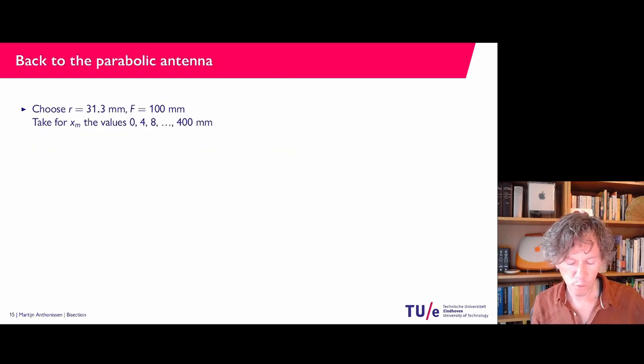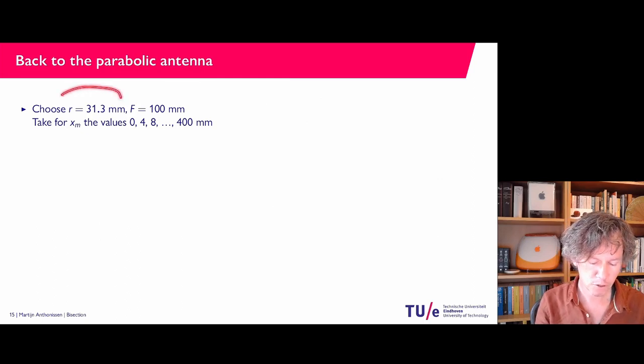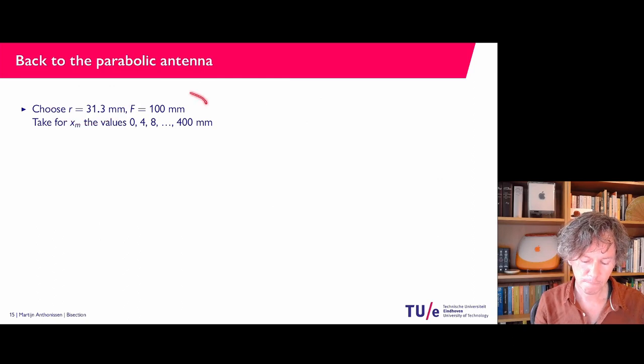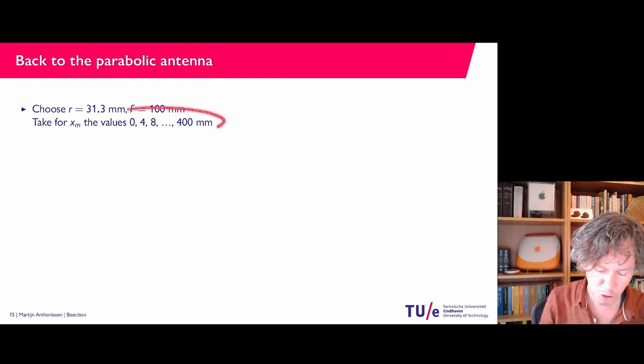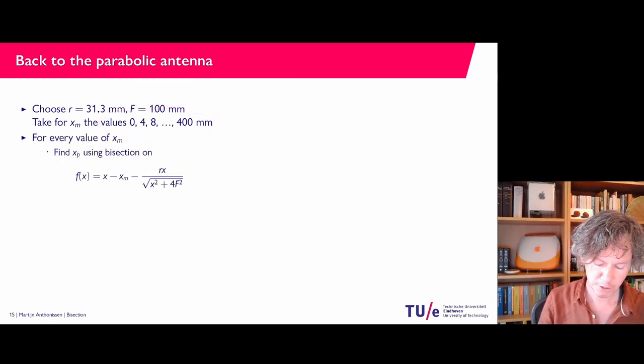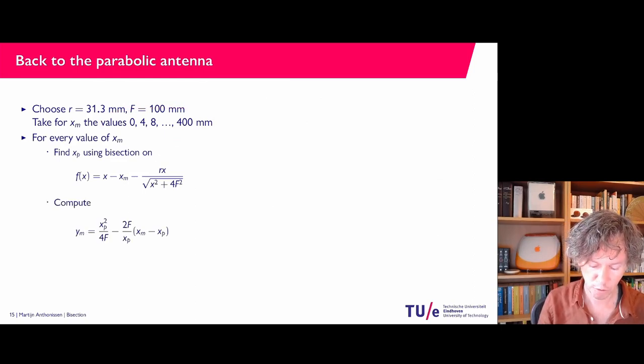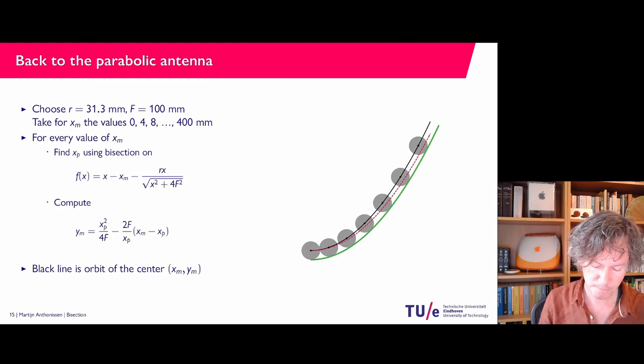For now, I would like to wrap up by going back to my example of the parabolic antenna. So I chose some values. This is my milling device, the size of the milling wheel. This is the focal distance I would like the parabola to have. And to get this list of coordinates, I'm picking 0, 4, 8, and so on. And for every value of xm, I first find xp using bisection. So zero of the function f. Then I compute the corresponding ym, and then I plot it.